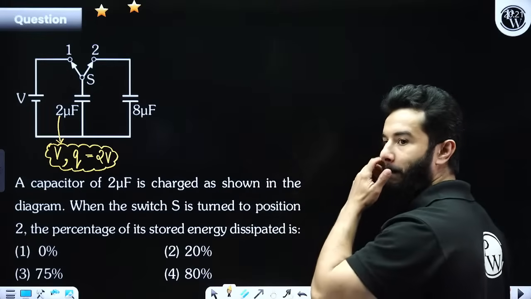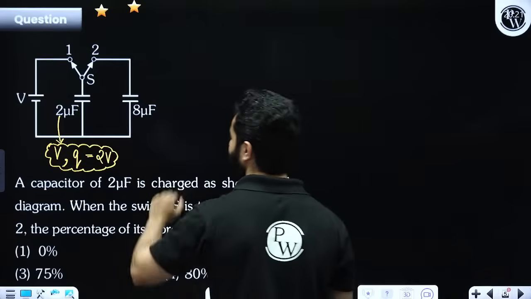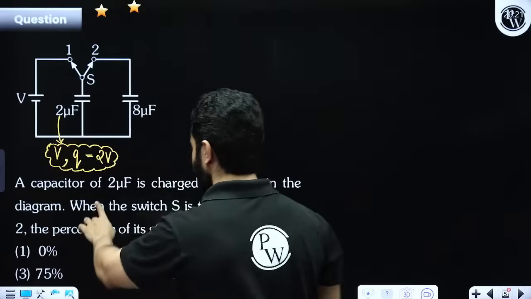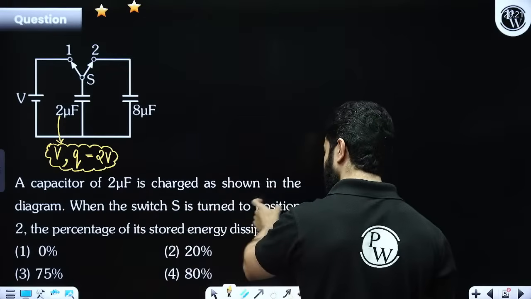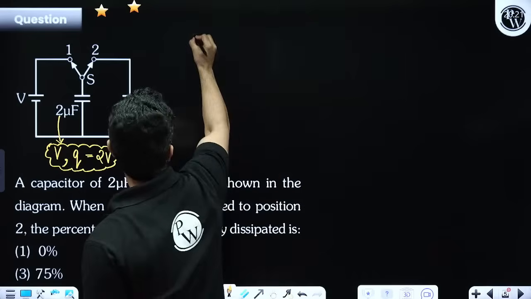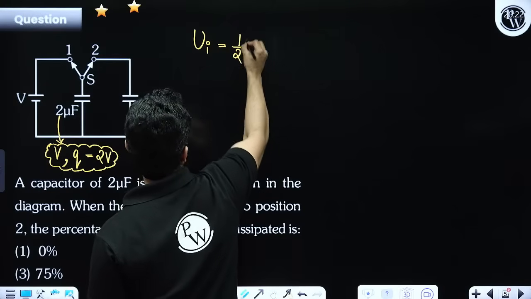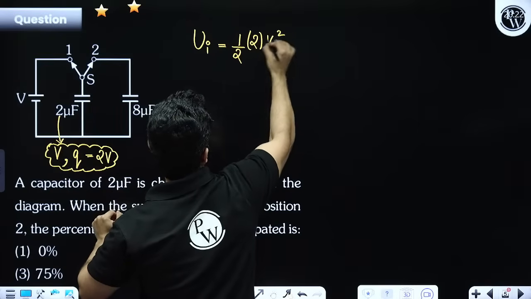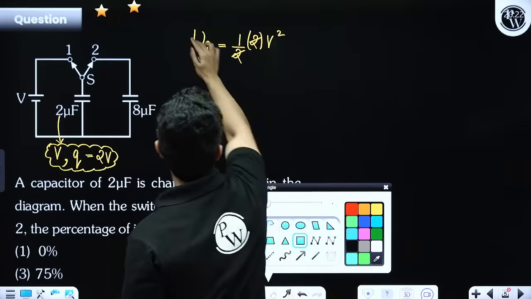Just a second. Chalo. First of all, let me explain this question. My dear friends, first find out the initial energy, because they are saying a capacitor of 2 microfarad is charged as shown in the diagram. When the switch is turned to position 2, find the percentage of its stored energy dissipated. So, dosto, the initial energy is half C V square. C is 2 and V square is simply V square. That means initial energy is V square.